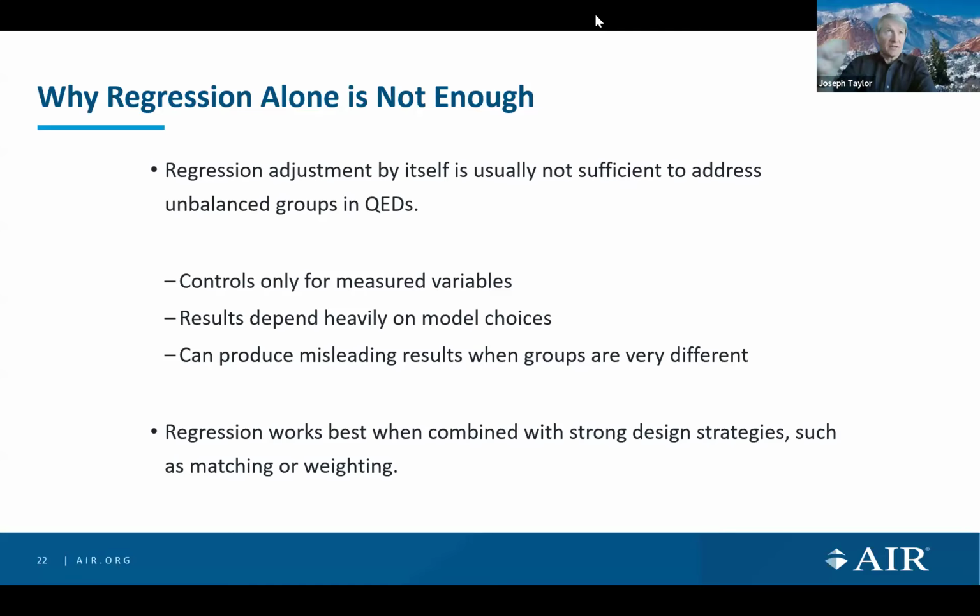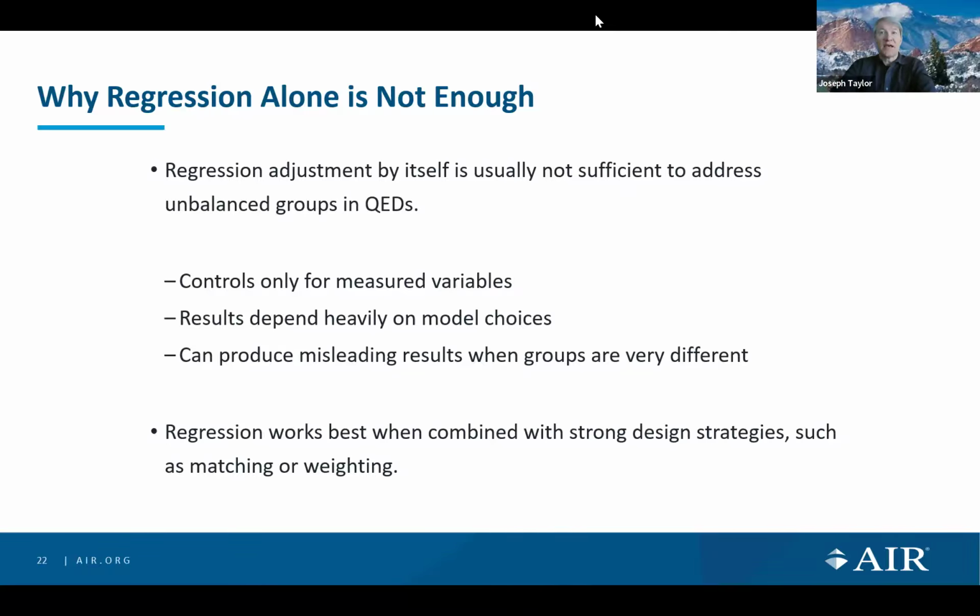A quick note about regression before we move on here is that historically in evaluation, regression has been a go-to approach for creating balance across groups. But we should note here the limitations of regression adjustment as a balancing strategy. Simply put, regression adjustment typically is not sufficient to address unbalanced groups in quasi-experimental designs, and that's largely because regression only controls for measured variables, right? By this, we mean only the variables we have at our disposal for the evaluation.